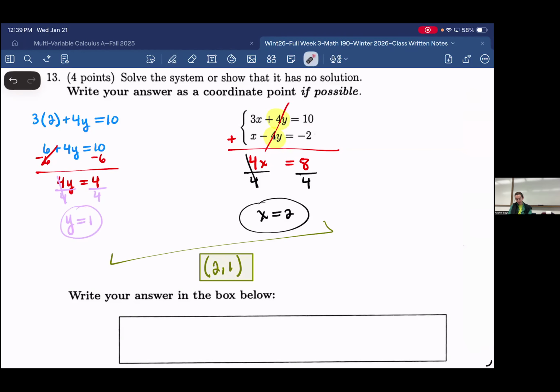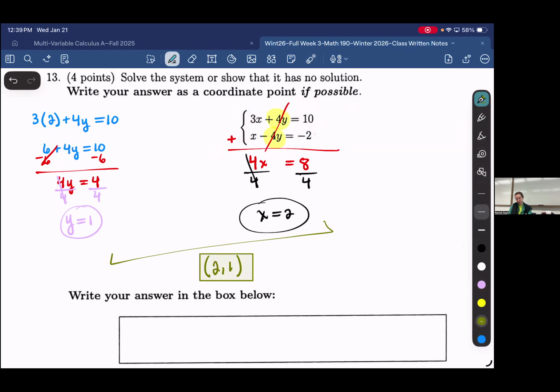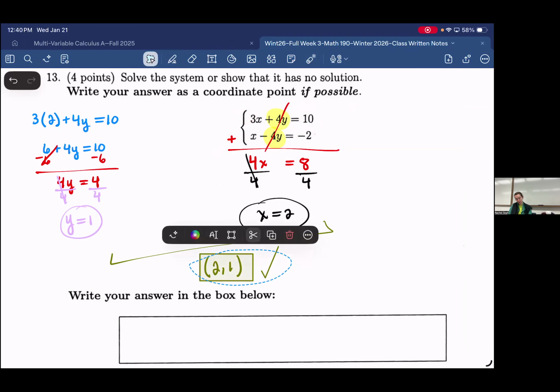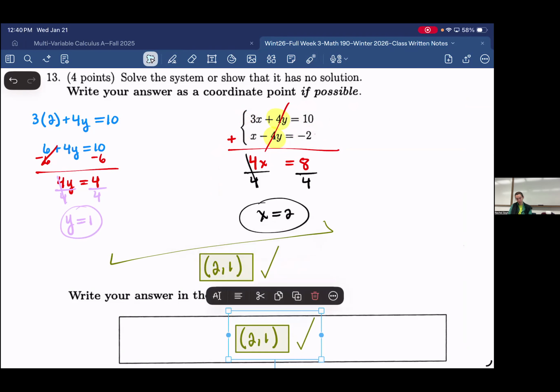And let's check to see if that works. 2 times 3 is 6. 4 times 1 is 4. 6 plus 4 is 10. Good. 2 minus 4 times 1 is 4. 2 minus 4 gives you -2. Excellent. Questions on this so far? No. You guys are doing amazing.